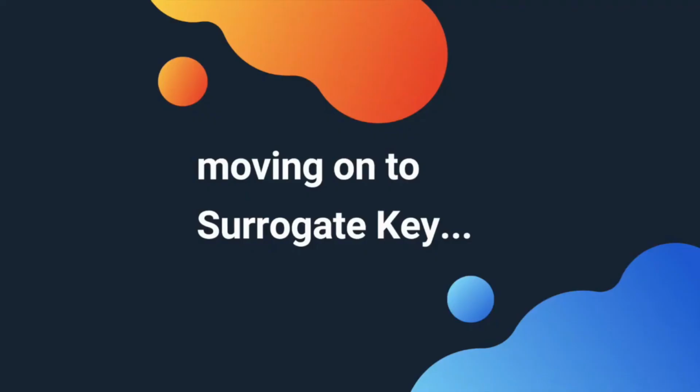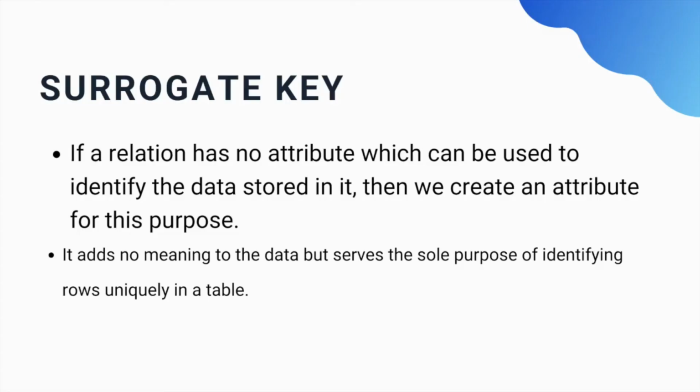Moving on to the surrogate key. Sometimes a relation or a table has no attribute which can uniquely identify the rows in the table. In this situation, when there is no natural primary key, we create an attribute to act as a primary key, that is a surrogate key. These keys do not add any meaning to the data, but serve the sole purpose of identifying the data.